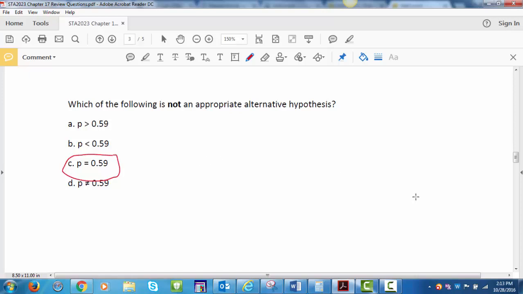We could have a greater than alternative. We could have a less than. Greater than means a right tail. Less than, choice B, is a left tail. And then a not equal to is a two-tailed test.